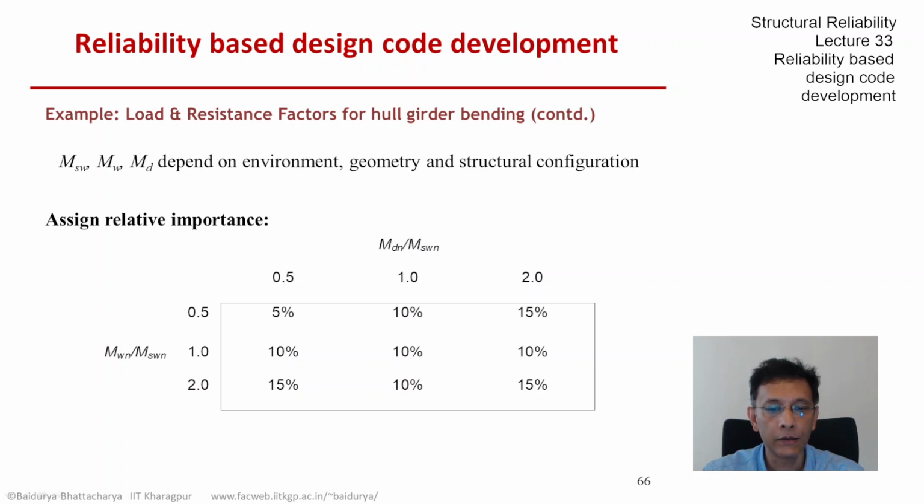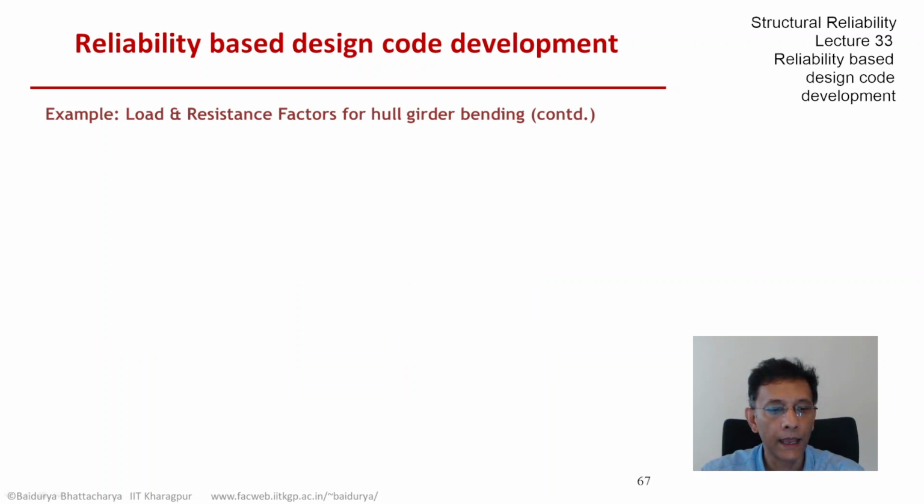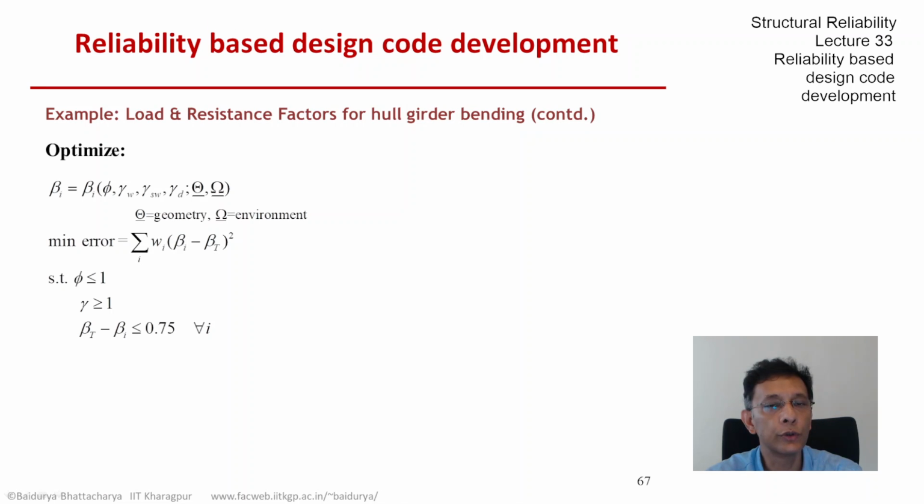So now we are ready to state the optimization problem, and that is something we have seen before. Beta for each of those 9 cases is a function of the load and resistance factors and all the statistics and the load ratios that govern the design. We want to minimize the error, which is beta minus beta target squared for each of the i's multiplied by the weight, and we sum all these weighted errors. We would like to put some constraints. So phi has to be less than or equal to 1. The gammas, we insist that they are all greater than 1, and we don't want any beta to be below 0.75 below the target.